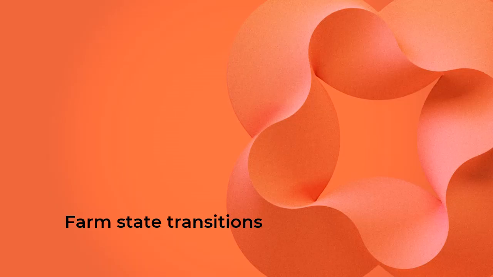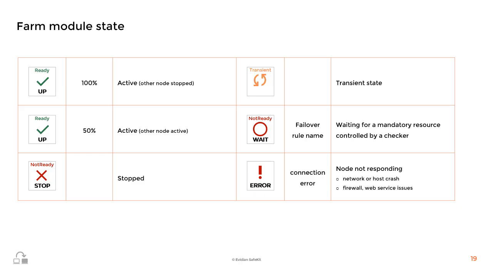Let's now examine the different state transitions inside a farm module. Here are the main states of a farm module. When the state is up and the color is green on a node with 100% of the traffic, it means that it is the only node running the farm module. The failover is not possible in this case. When the state is up and the color is green on a node with 50% of the traffic, it indicates that 2 nodes are running the farm module. The failover is possible in this case.